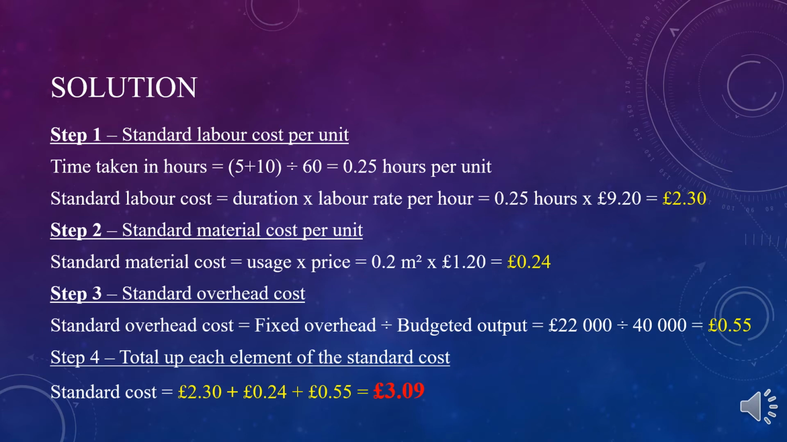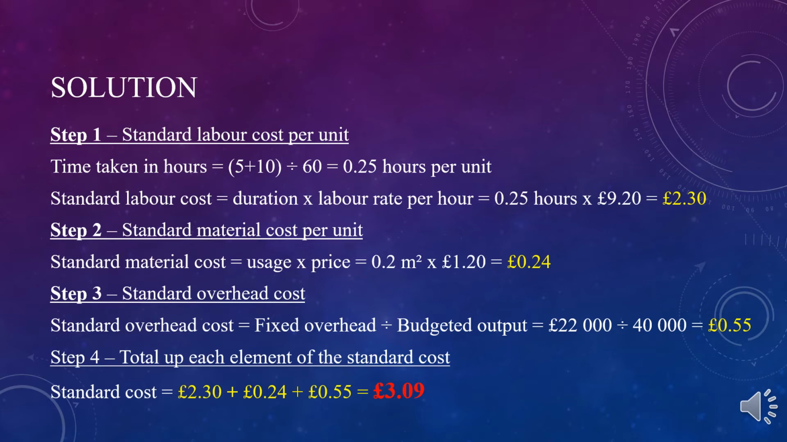5 plus 10, 15, is divided by 60 to convert into hours. This will be equal to 0.25 hours. Since we are given the labor rate, now we can multiply the labor rate with the duration, labor hours, to calculate the standard labor cost. That is 0.25 hours into 9.2 pounds equals 2.3 pounds.